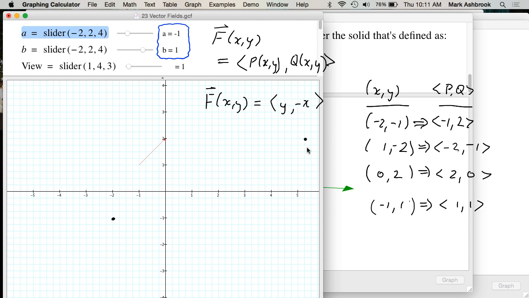So this vector field is (y, -x). You take the y coordinate and make that the x component of the vector, and then you take the x coordinate of your location and make the opposite of that the y component of the vector. So when we put that all together, it looks like this.